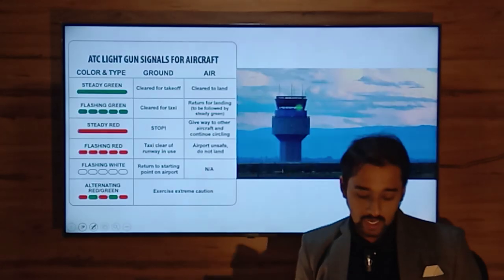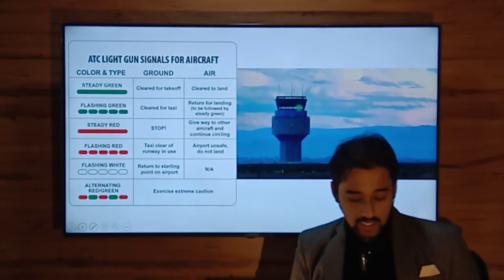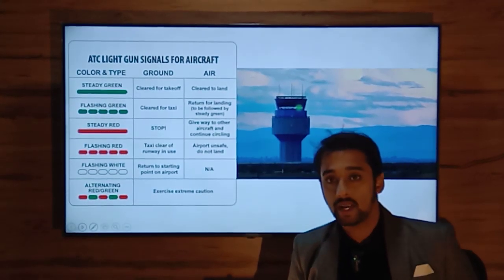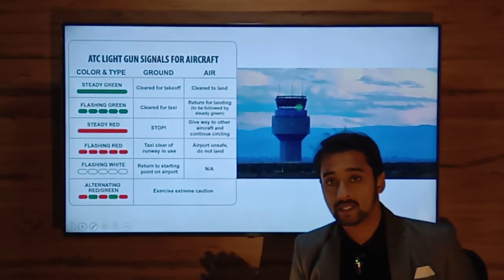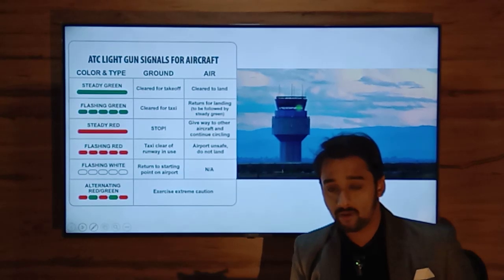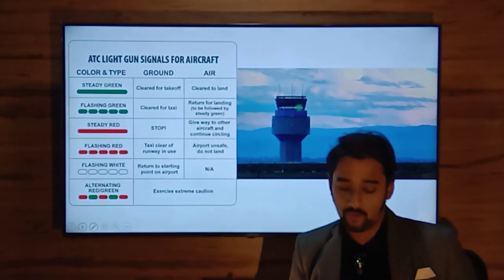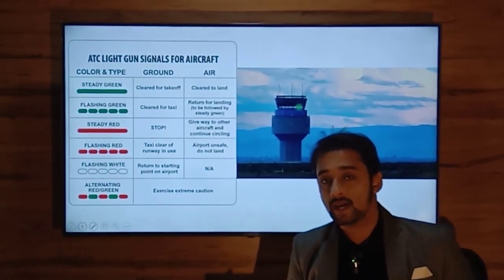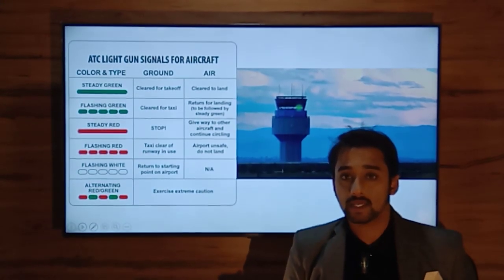Now let's look at the other lights. Flashing green: cleared for taxiing. Steady red means stop wherever you are on the ground. Flashing red on the ground means taxi clear of the runway in use, meaning exit the runway in use. Flashing white is to go back to the starting point of the airport. Alternating red and green, which is common to both aircraft on the ground and in the air, means exercise extreme caution.